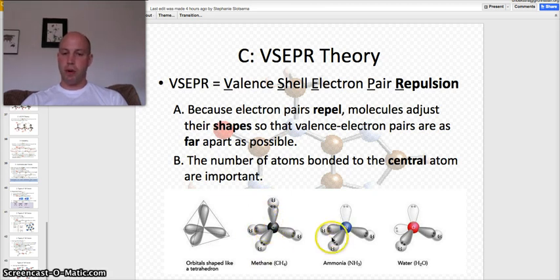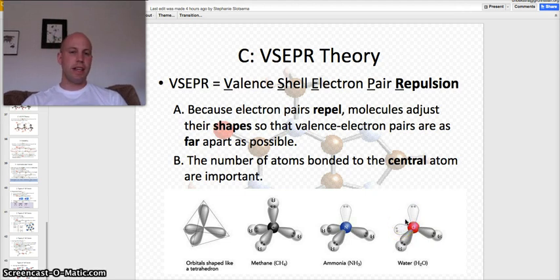We also have ammonia, which has only 3 things bound to that nitrogen, 1, 2, 3 hydrogens, but it also has this lone pair, and this lone pair also repels, so it pushes those other atoms, I should say, of hydrogen away. And then here we have water, oxygen with 2 hydrogens, and it has 2 lone pairs according to our structural formula, and again those 2 pairs are going to push everything else away.